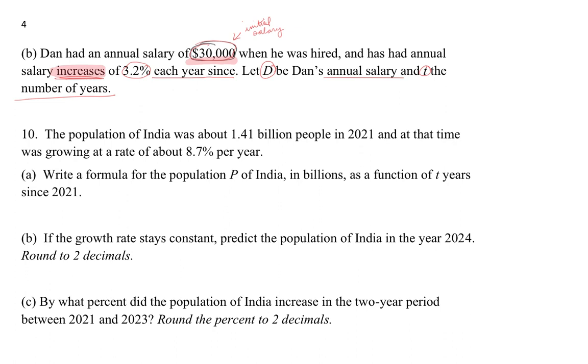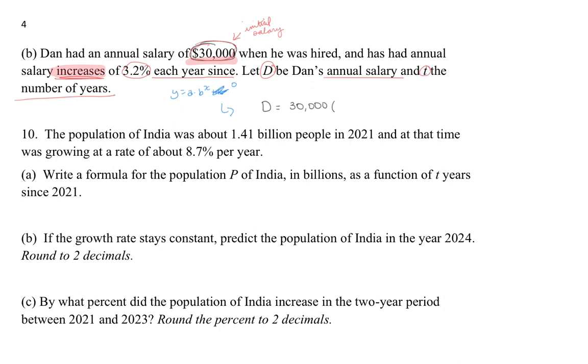So if we were to plug into y equals a, b to the x plus k, k is 0 in this case because they don't tell us anything about a k. Y is D. Let me actually make that in black ink. Y is D. We said our initial was 30,000.